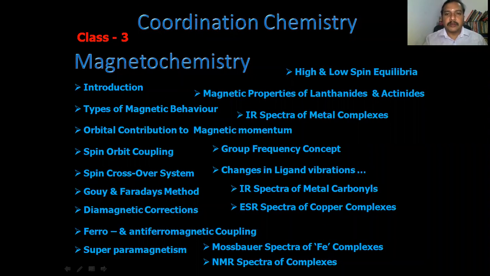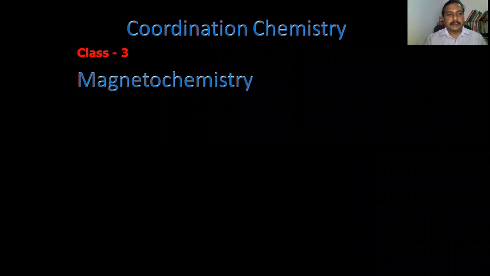Continuing my classes on coordination chemistry, magnetochemistry, class number 3. In the previous class, I explained the introduction to complexes as well as transition metals, how to write the electronic configuration, and the possible oxidation states of transition metal elements, D block elements, as well as F block elements, that is lanthanides and actinides.